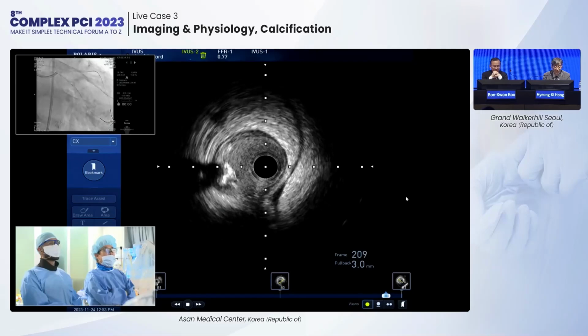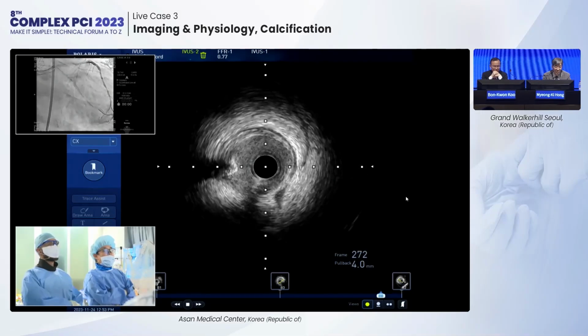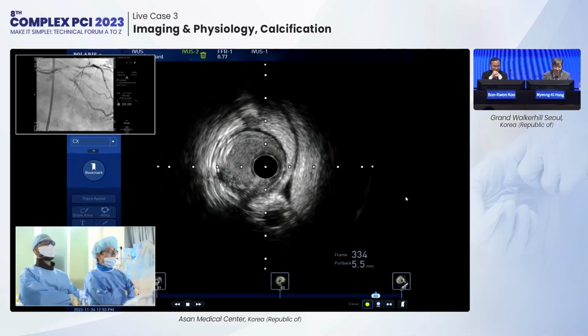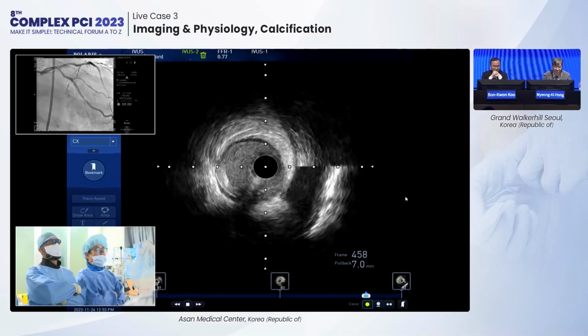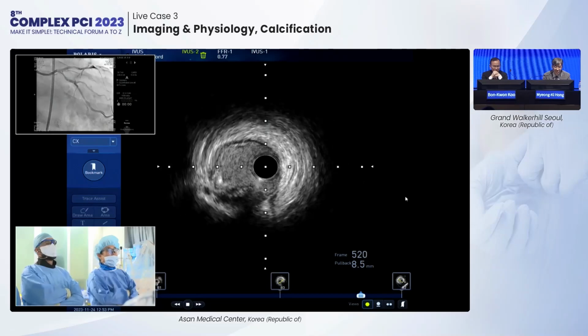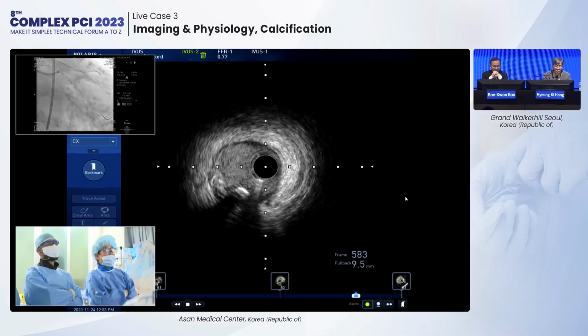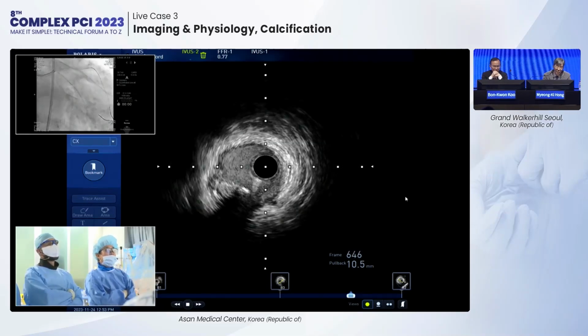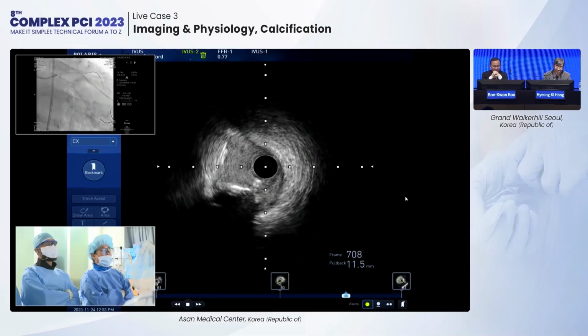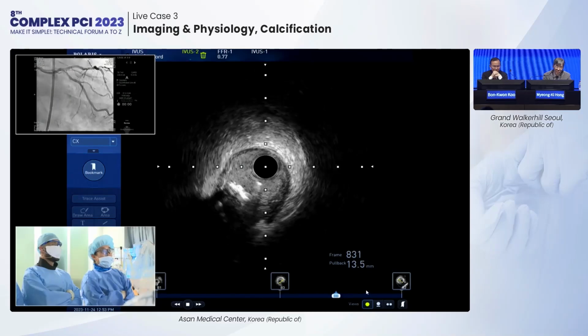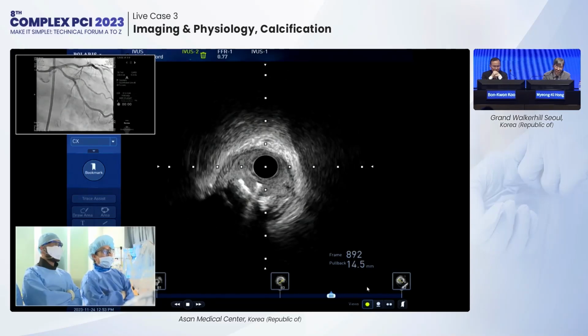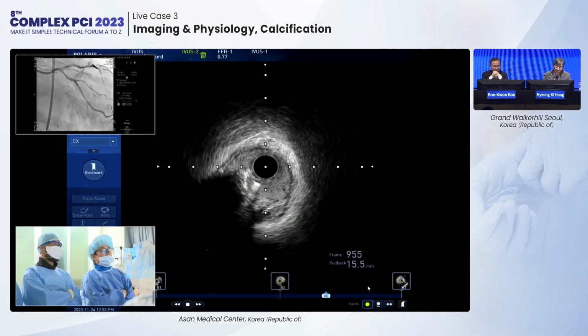Okay, and this is the distal SVG. The vessel size is 3.0. There's a plaque starting over here. We can see the calcium, and there is some dissection at 4 o'clock and 5 o'clock.